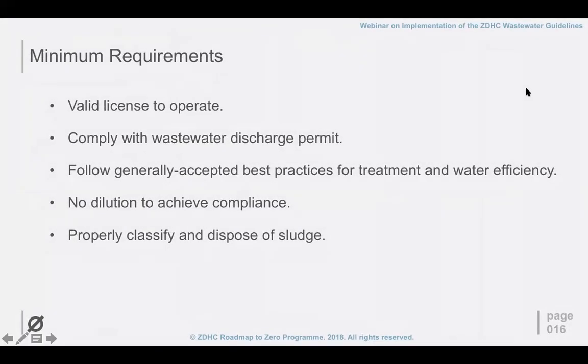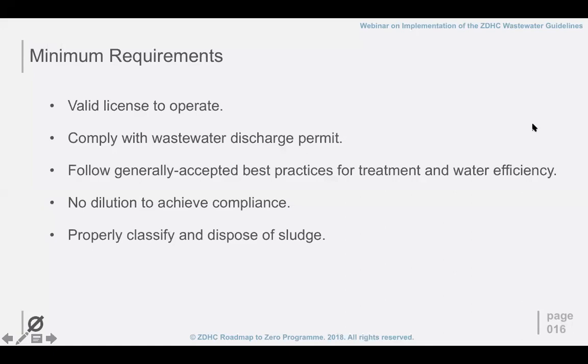So we came up with some minimum requirements. It's great to have the analysis, but the reality is the minimum things you need to have a valid license to operate the plant. You need to be in compliance with your wastewater permit. In some cases, the local limit might be slightly lower than the ZDHC limit, and in the end, you have to be legally compliant. You should be following the generally accepted best practices for treatment and water efficiency. What that means is you're not diluting the sample at the plant to lower the concentrations just by using a lot more fresh water.